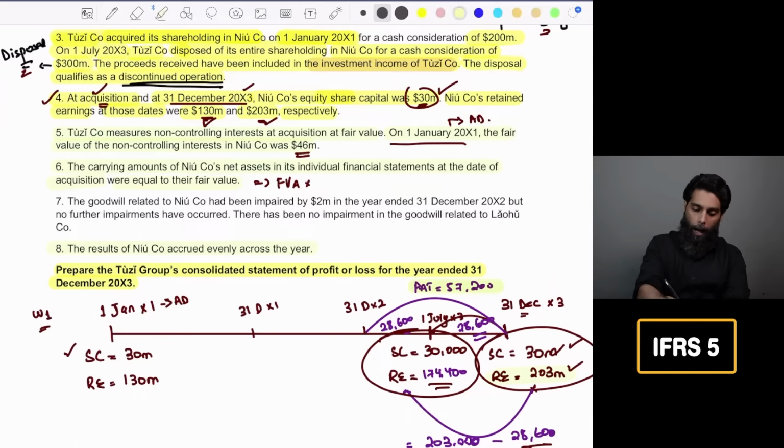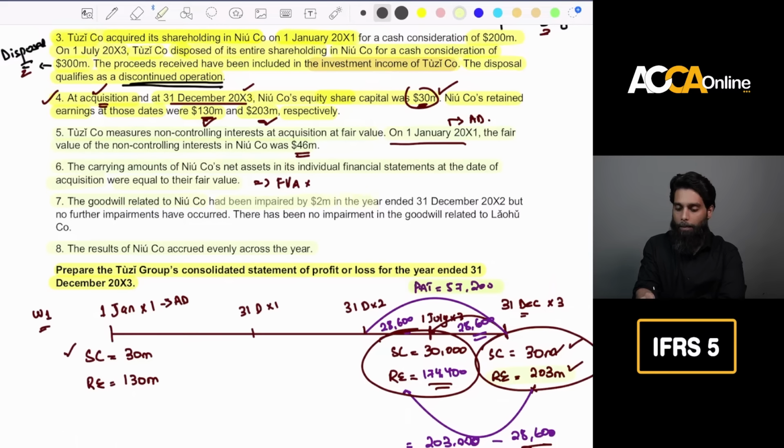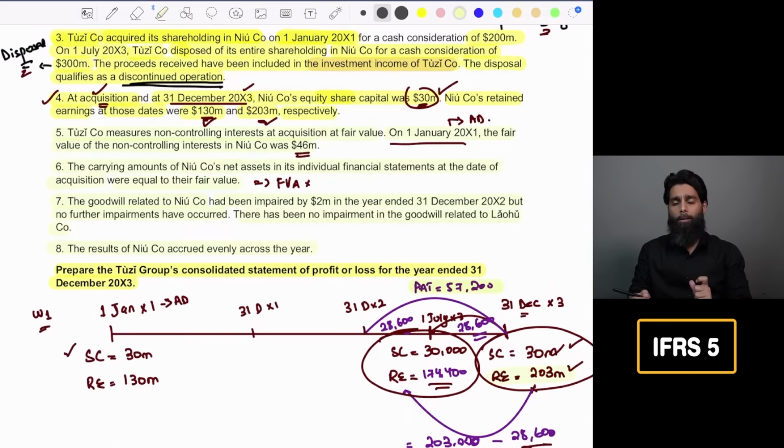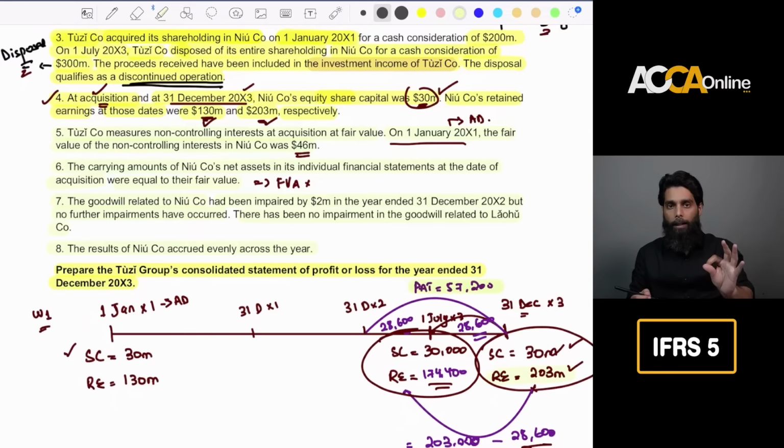And the last note that is relevant to us is that the goodwill related to the new company had been impaired by 2 million in the year ended 31st December X2, which is the last year. But no further impairments have occurred. There has been no impairment in the goodwill of the other company as well. So now I have read the whole question. Having read it, I'm well aware that I will have to calculate profit or loss on disposal, and then only I can make the consolidated P&L in the required format.